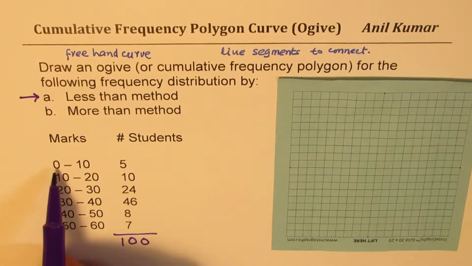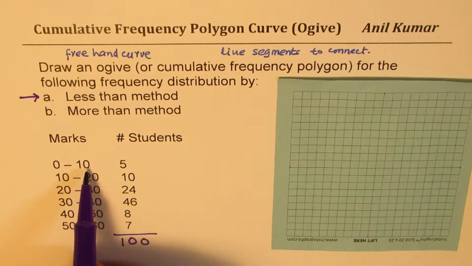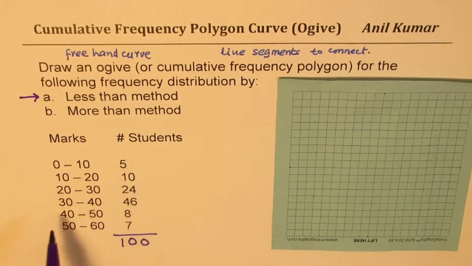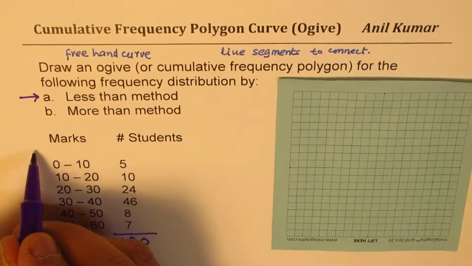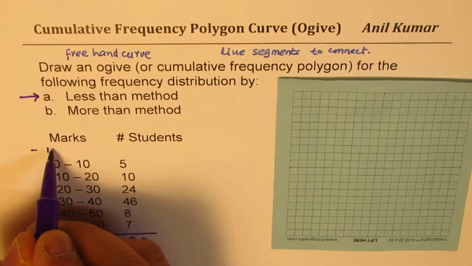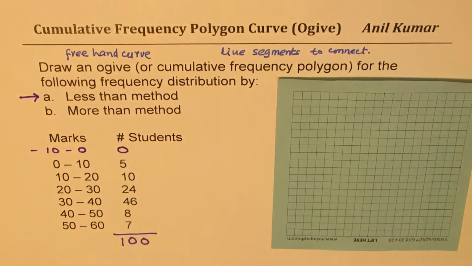Now when we say 0 to 10, there are 5 students, and 10 to 20, there are 10 students. Then we can say less than 10 is how many? We know less than 10 is just 5. So we are also making an assumption here, right? Our assumption is that in the interval from minus 10 to 0, we have 0 students. So this is kind of critical to understand. When we make our mark list with less than, we make this kind of assumption, right?